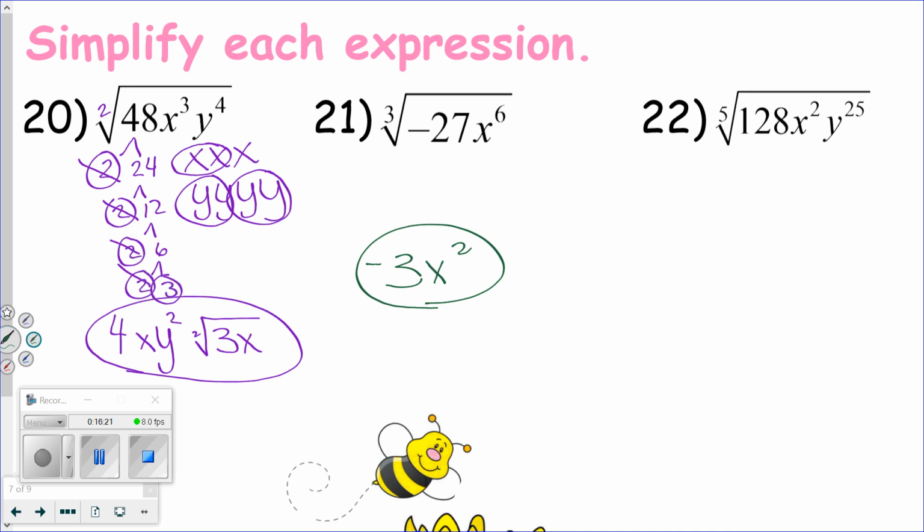Fifth root of 128. If you're not sure, do you have a calculator in front of you? Yeah, type it in. Does it come out pretty? It's not pretty. So what do I do with it? Factor tree.